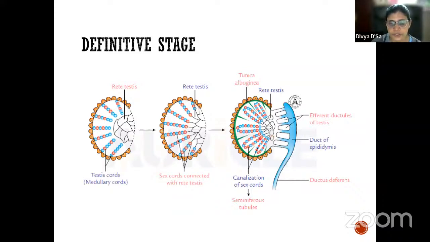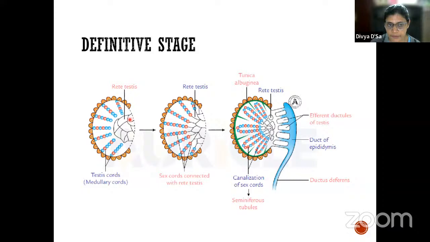Now coming to the definitive stage, where we are talking about the development of testis. Here the indifferent gonad enters the definitive stage, and either develops into the testis or the ovary. Testis means it should have that TDF factor. This depends on the chromosomal complement, that is, the Y chromosome should be there, and the primordial germ cells carry the XY sex chromosomes. If they carry XY, it develops into male. If it is XX, it develops into female.